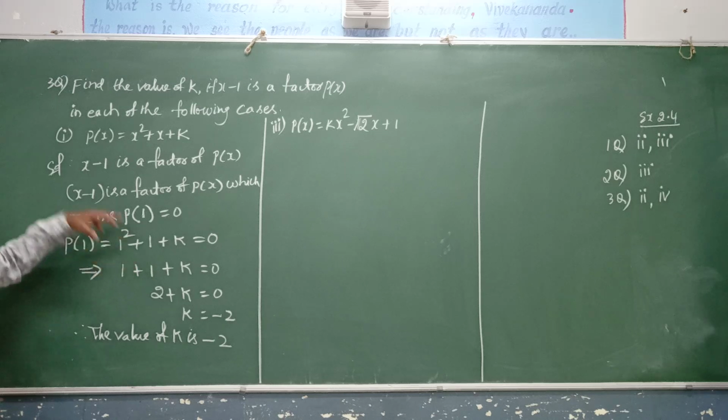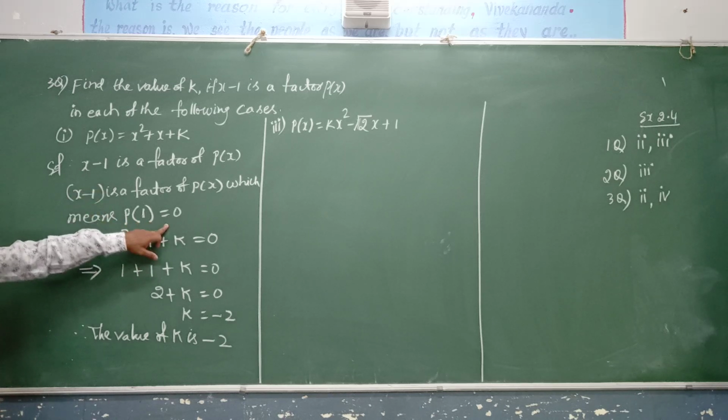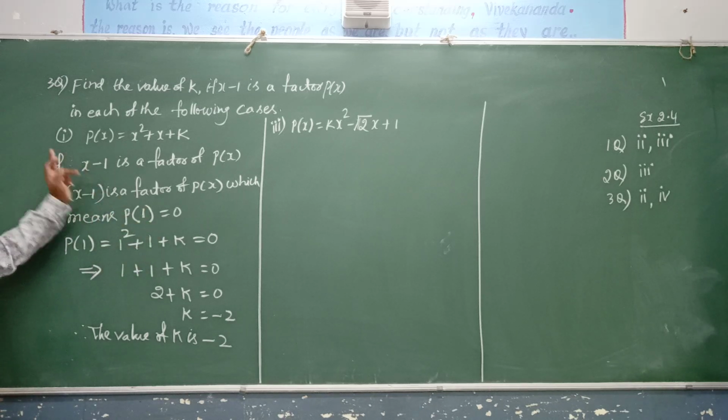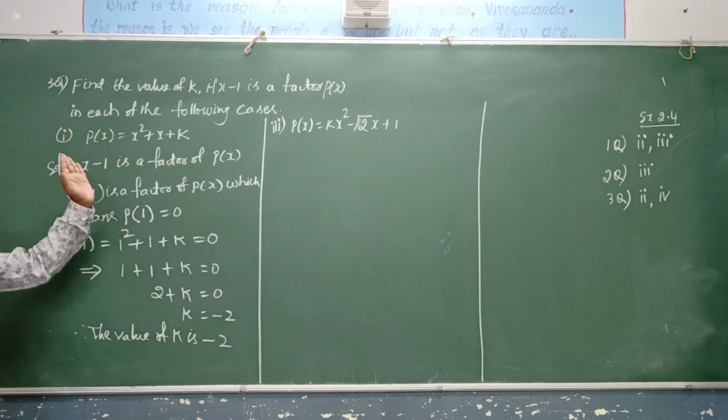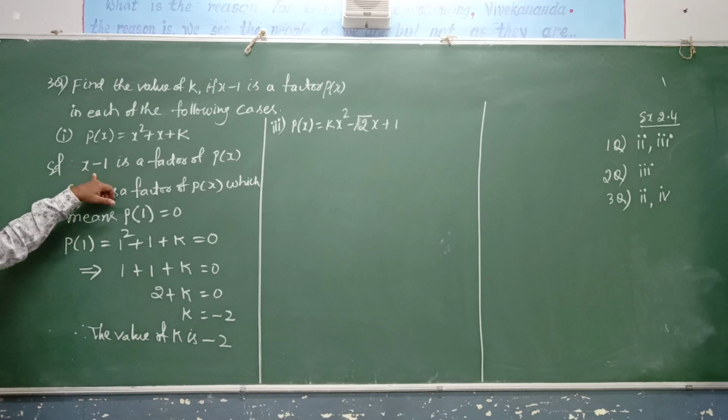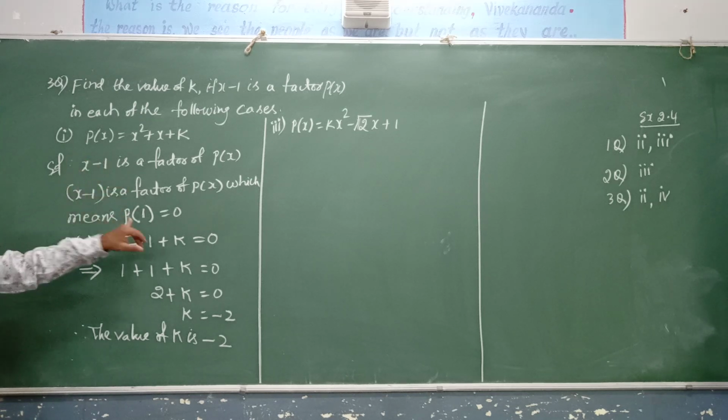Why are we taking here P of 1 equal to 0? x minus 1 is a factor, he mentioned that. That means the remainder is equal to 0. What is the remainder? You have to substitute the zero of this x minus 1, that is plus 1. P of 1 is equal to 0.